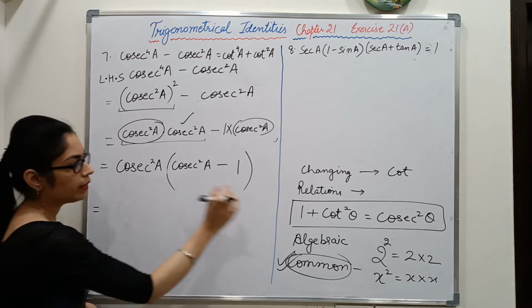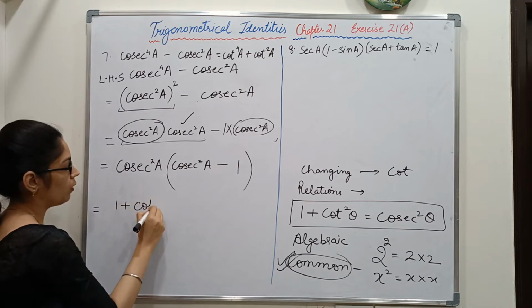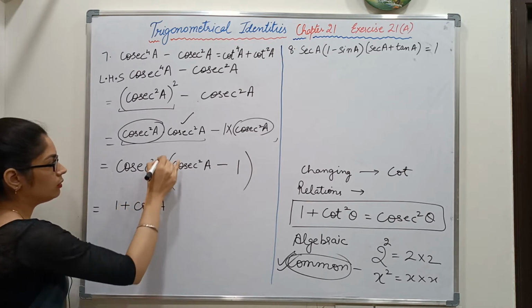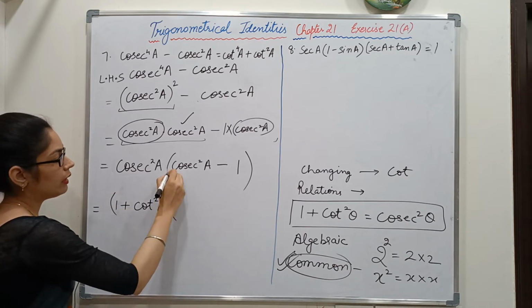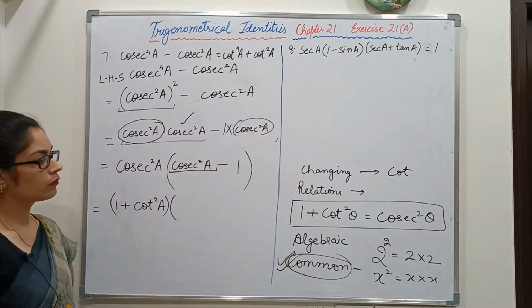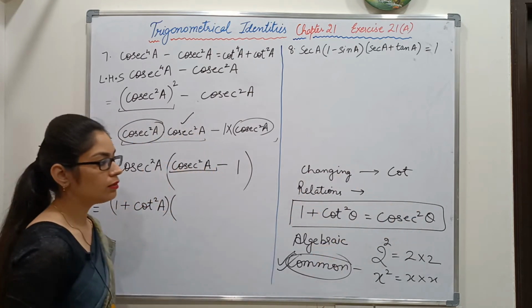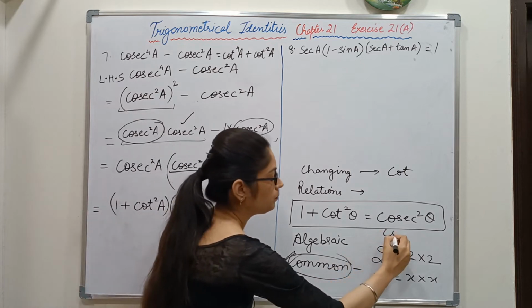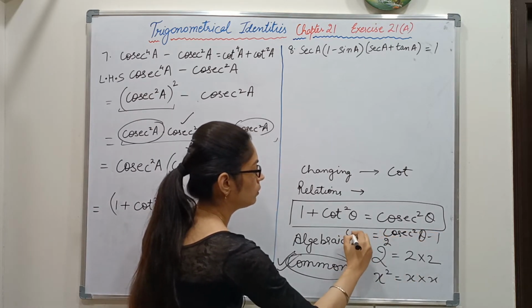So cosecant square equals 1 plus cot square. So in place of this I will write cot square A. Don't write theta here. Same angle we should write. So this I have written inside the bracket only. Again in place of this, directly also you can write, if 1 you shift to the other side, it will become cosecant square theta minus 1 is equals to cot square theta.